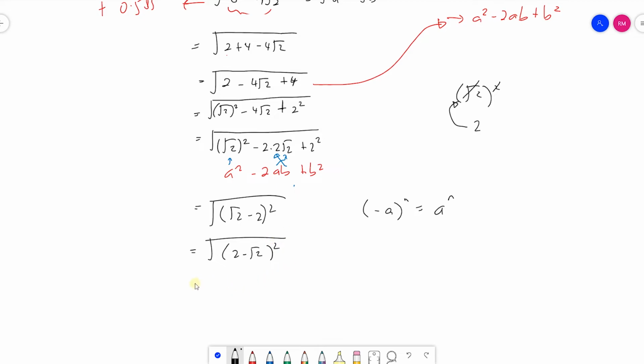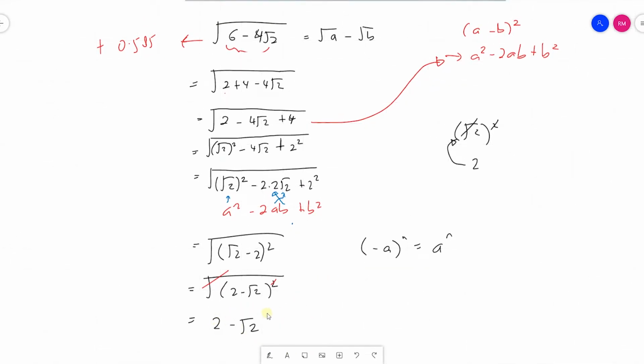Now we can cancel off the surd and square, which means only 2 minus surd 2 will be left. When you calculate 2 minus surd 2, it gives positive 0.585, which is correct with whatever we found earlier. Now we need to simplify so that the answer matches the form surd A minus surd B, so that we will know the values of A and B.